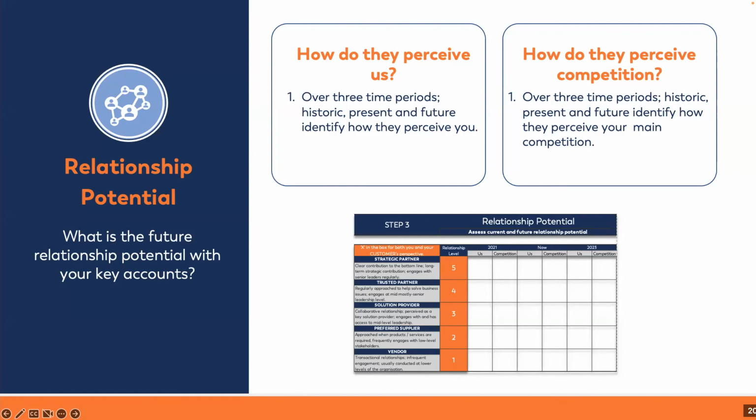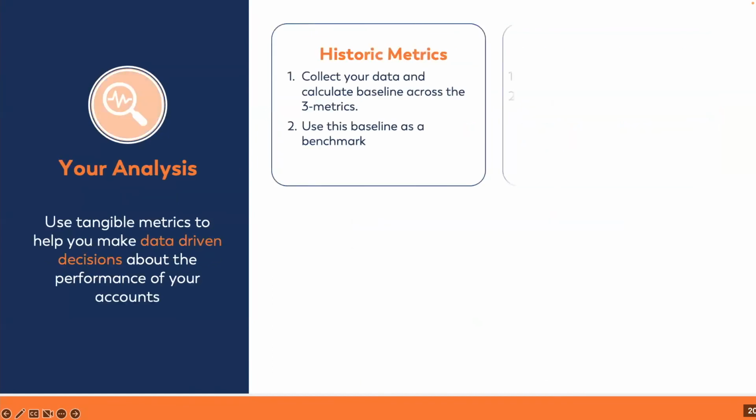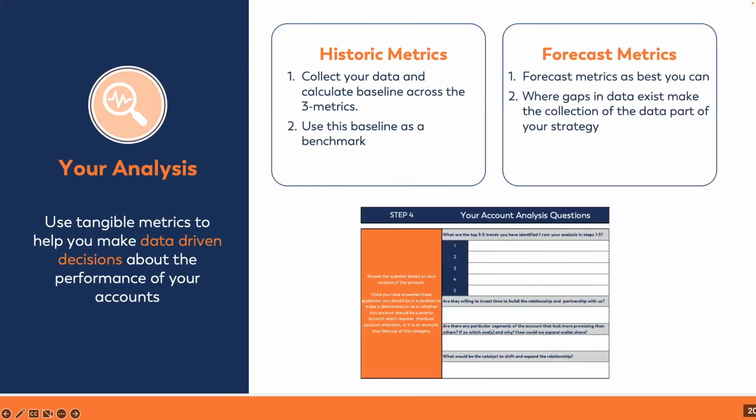So 3 steps: calculate your return on relationship investment, your growth potential, and then your relationship potential. And then the fourth step is just analyzing the data. And what we'll do is we'll give you a couple of questions to answer in terms of what trends you identify, and then you make your own determination from what you come up with and the analysis in terms of which account you decide you want to classify as your strategic account, and then wrap the strategy around.